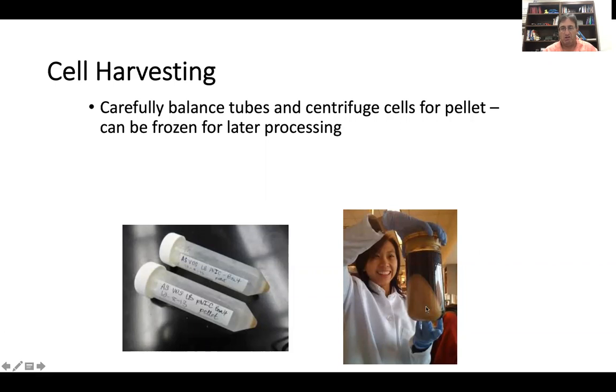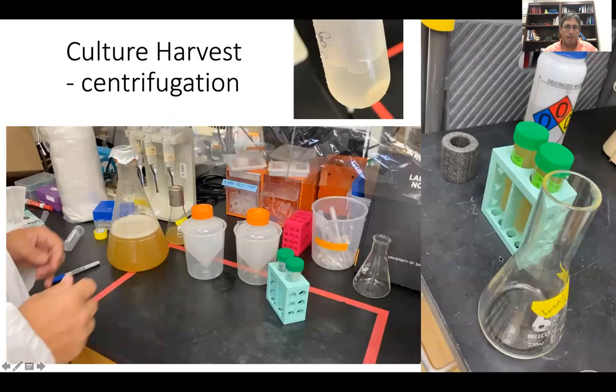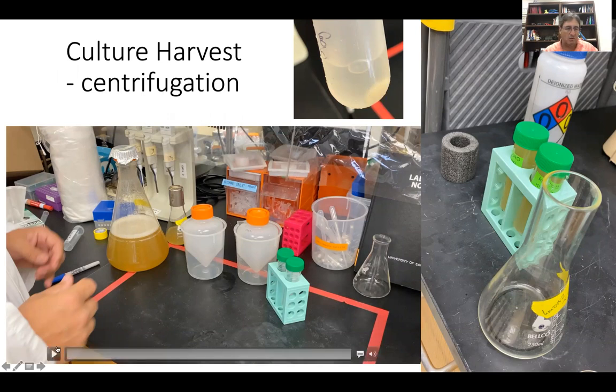As you see here, there's a nice huge cell pellet. Ultimately, what you want to get is a nice tight pellet, as you see here, and the LB media to be separated out. So let's talk about centrifugation, or let's watch the video.